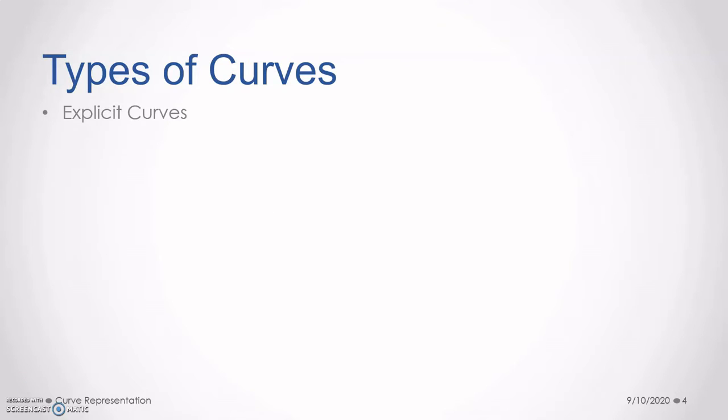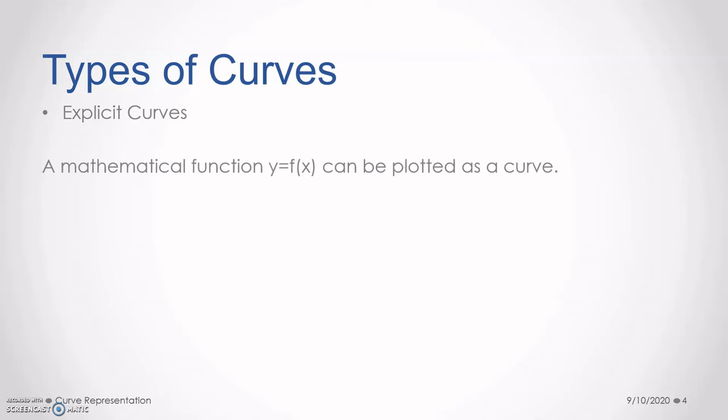Now we have the second category of curves, that is, explicit curves. A mathematical function y equal to f of x can be plotted as a curve. Explicit representation in general is limited, since it cannot represent vertical lines and is also single valued. That means for each value of x, only a single value of y is normally computed by the function. That is why we have given the mathematical function y equal to f of x.